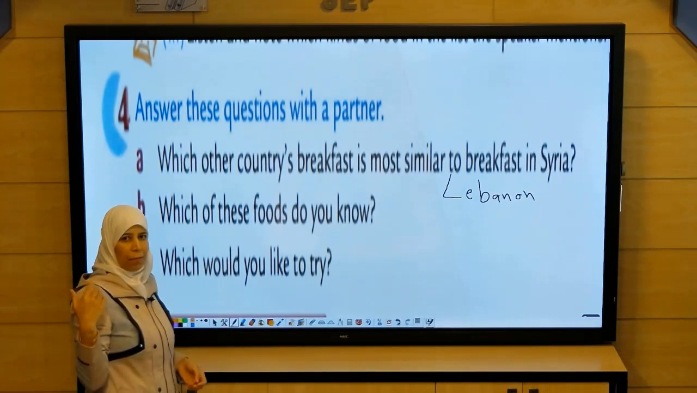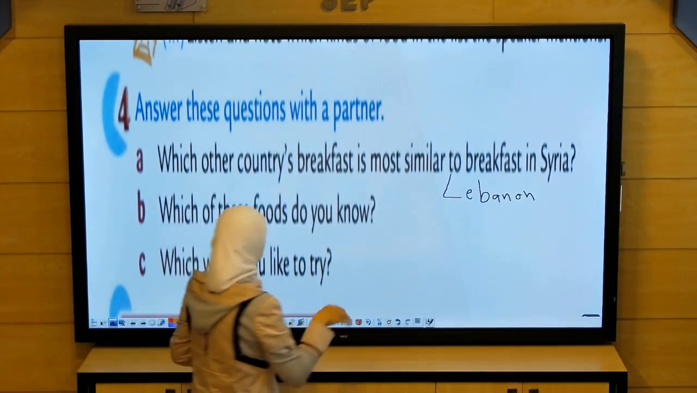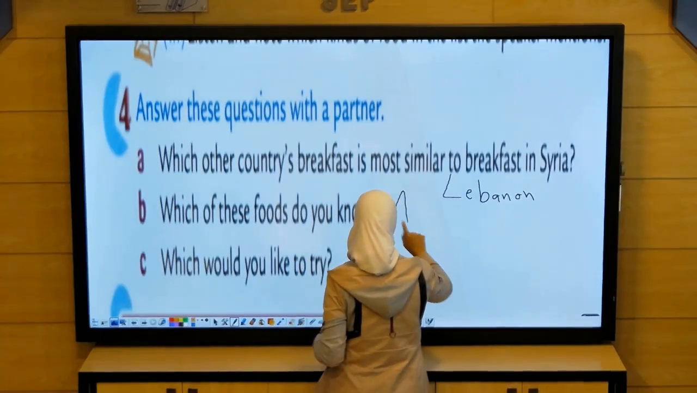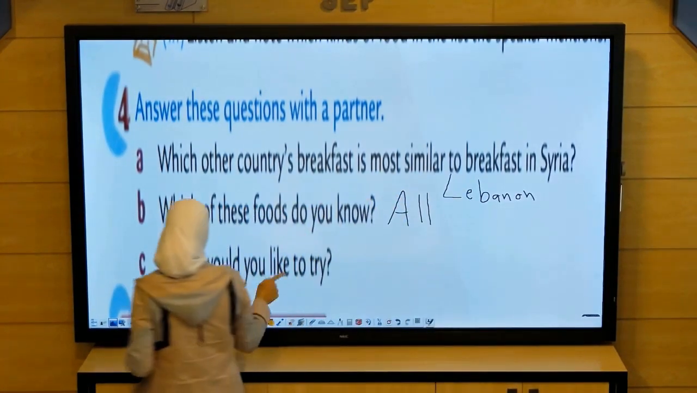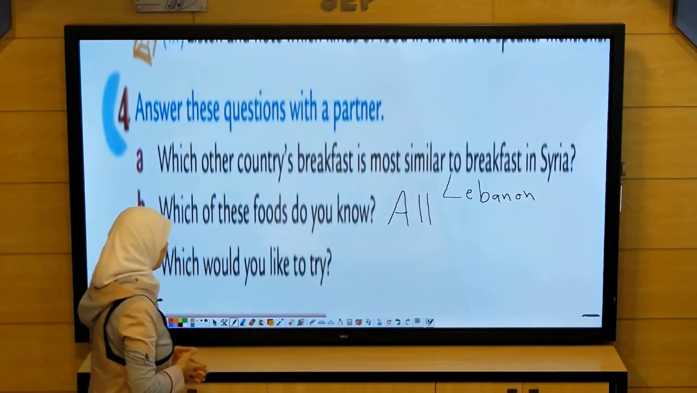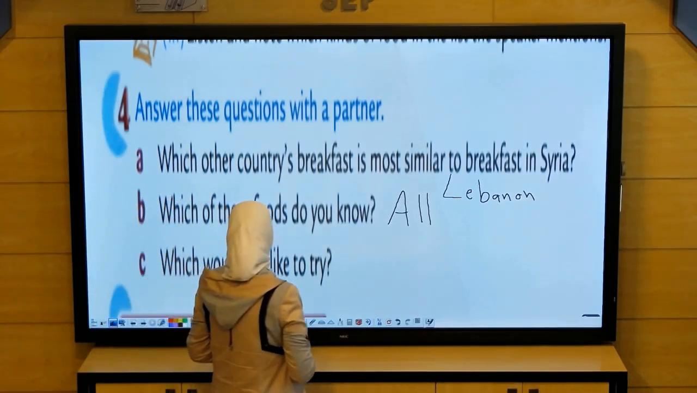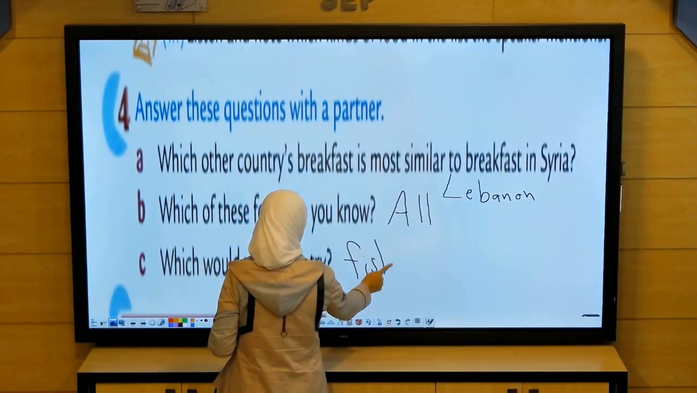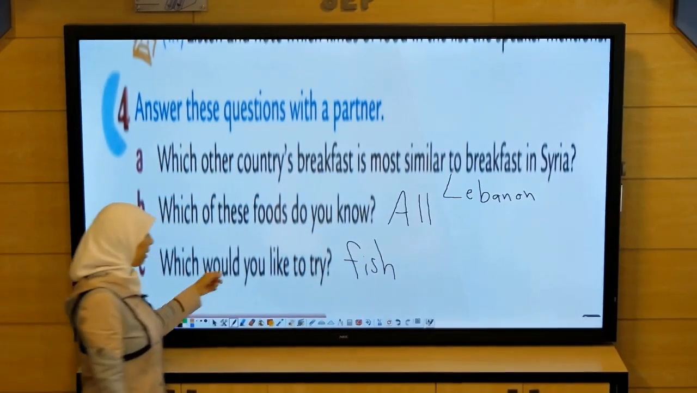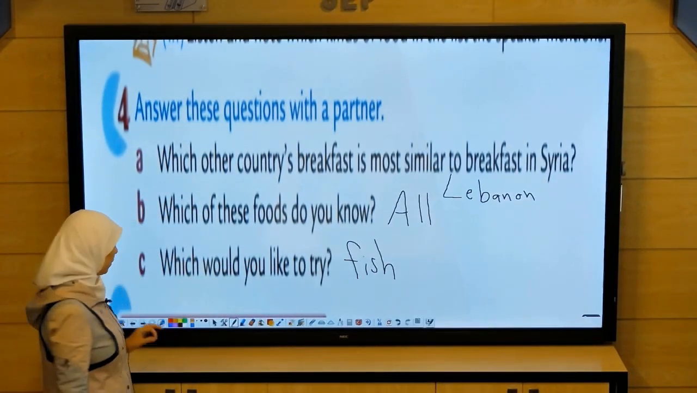Which of these foods do you know? The food we have seen, I know all of them. They are popular. And which would you like to try? For me, I would like to try fish at breakfast time.